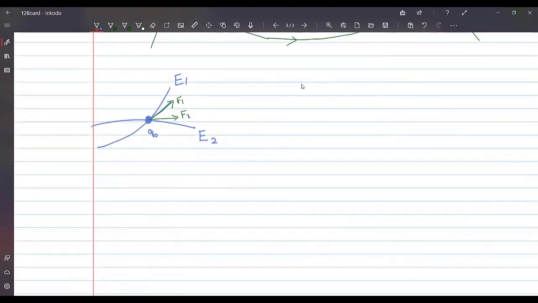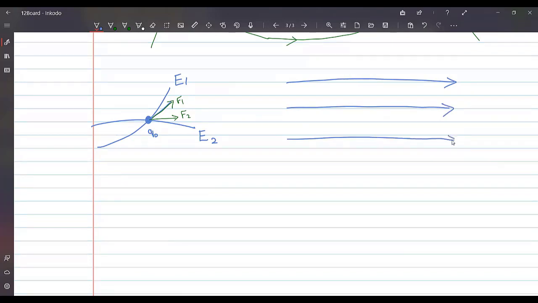Next, see, suppose you have an electric field like this. If electric field lines are parallel, then there is something called a uniform electric field. We'll be studying about it later. I'm just introducing the term. Parallel lines mean uniform electric field, meaning the value of E remains constant. The E vector remains constant.